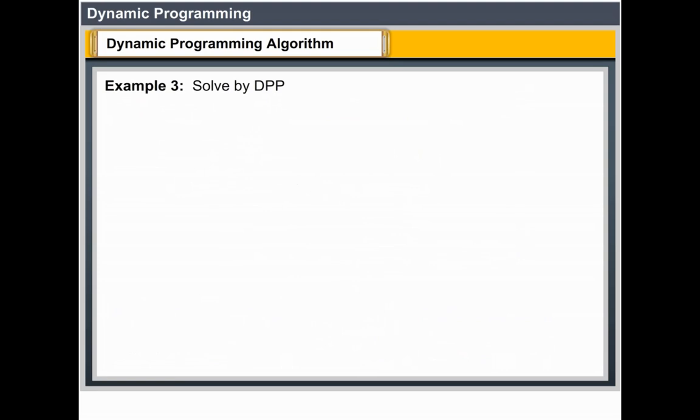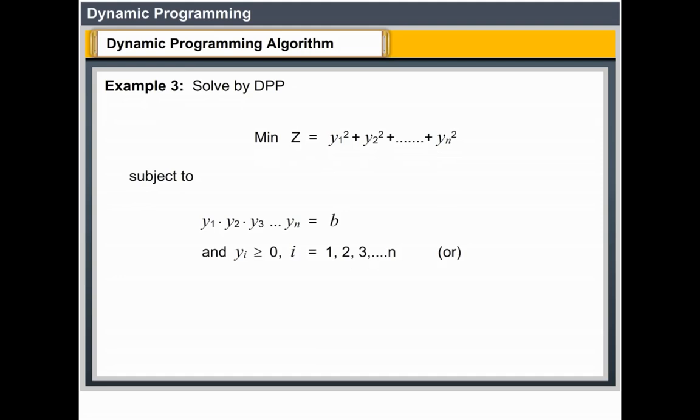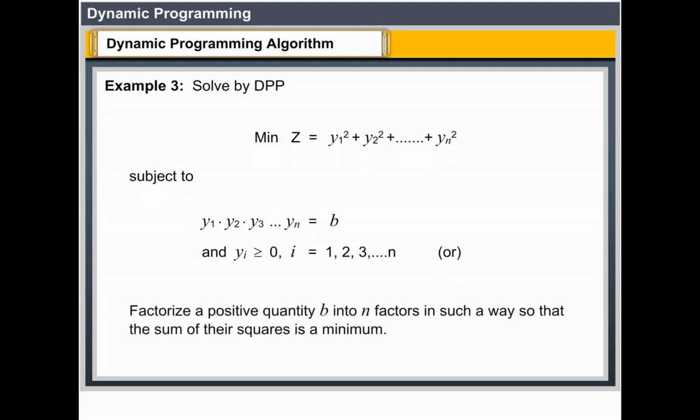Example 3. Solve by DPP, that is, dynamic programming problem. Minimize z equal to y1 square plus y2 square plus and so on, yn square, subject to y1 y2 y3 and so on yn equal to b and yi greater than or equal to 0 where i equals 1, 2, 3, and so on, n. Or, factorize a positive quantity b into n factors in such a way that the sum of the squares is a minimum.